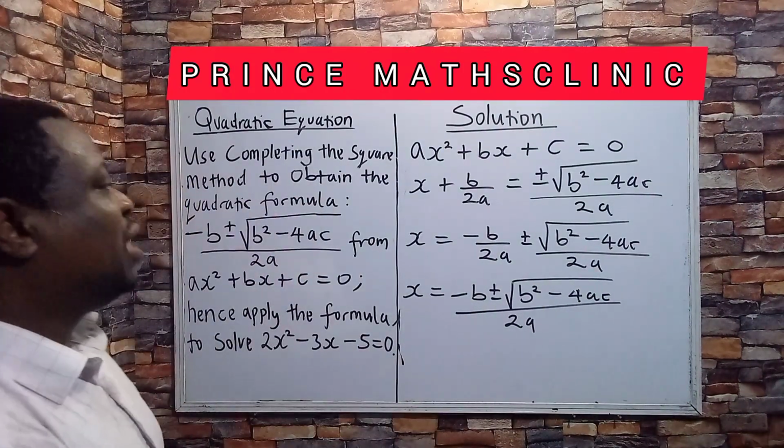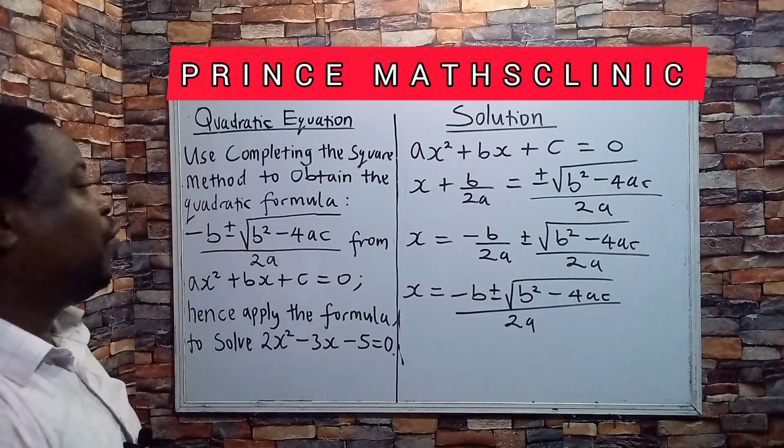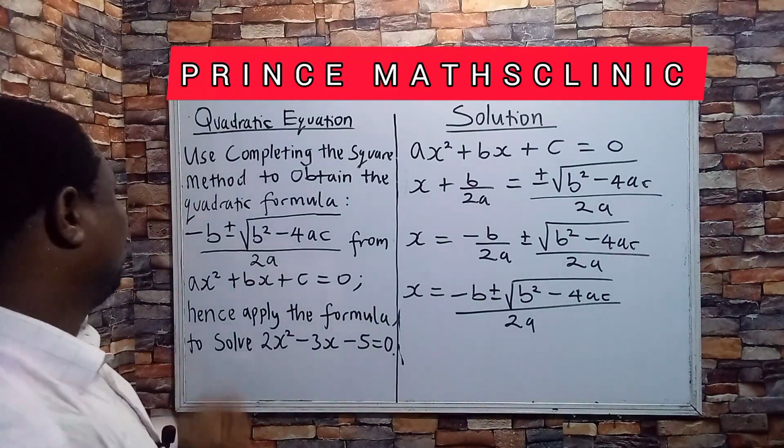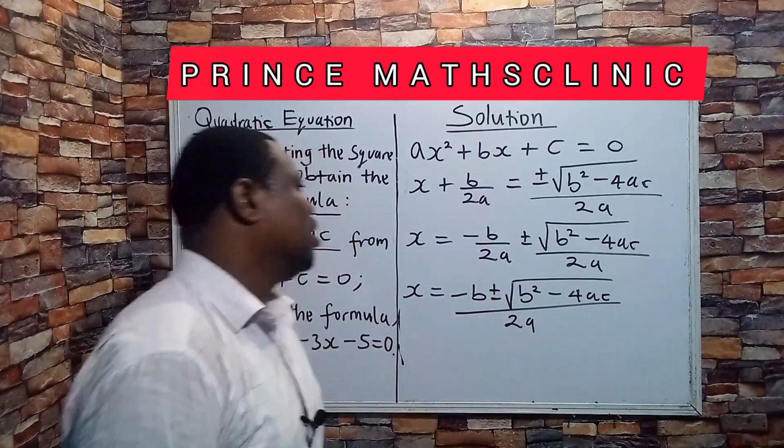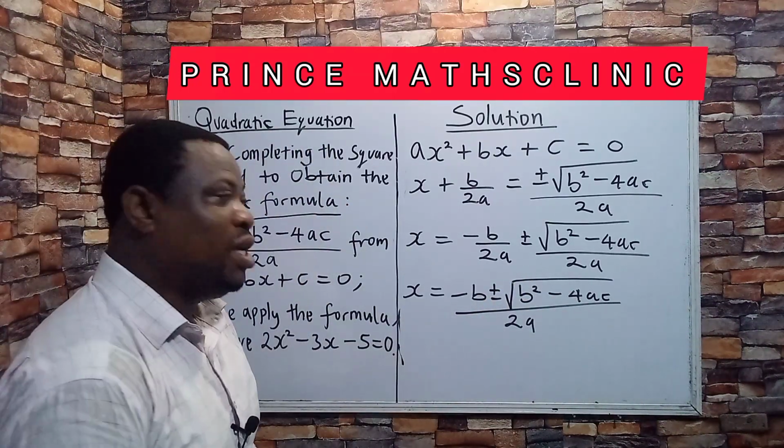That is our quadratic formula that we wanted to derive: x equals minus b plus or minus the square root of b squared minus 4ac over 2a.